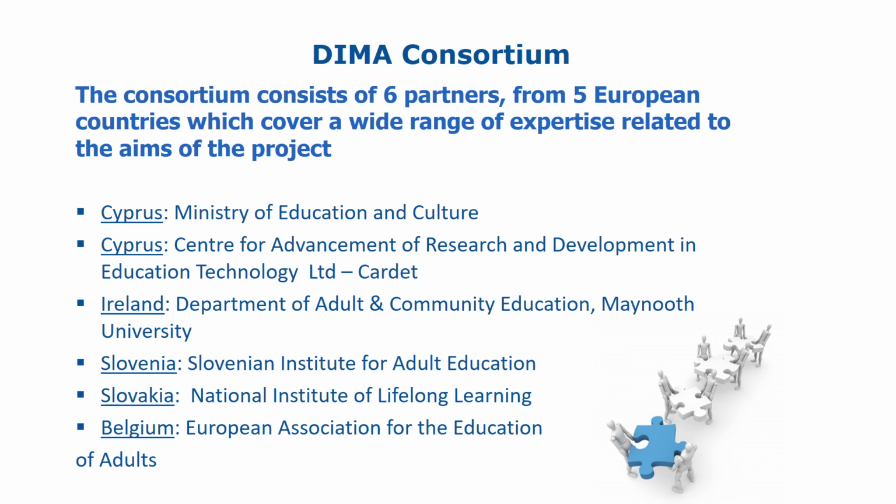On this slide, you will see a list of the partner countries involved in the DIMA project. They are Cyprus, 2 partners, and 1 partner each from Ireland, Slovenia, Slovakia, and Belgium. For more information on the project and the partners, please visit the DIMA project website.